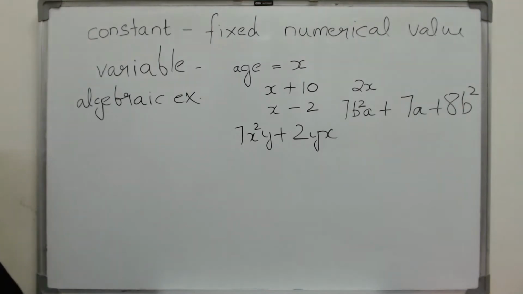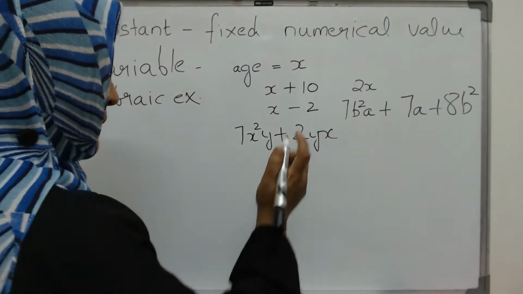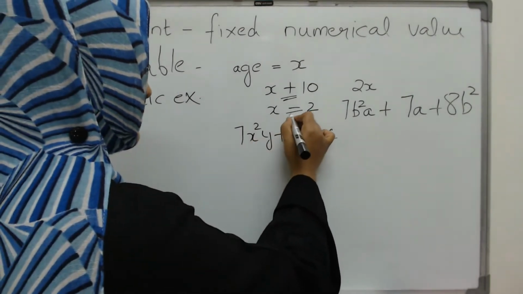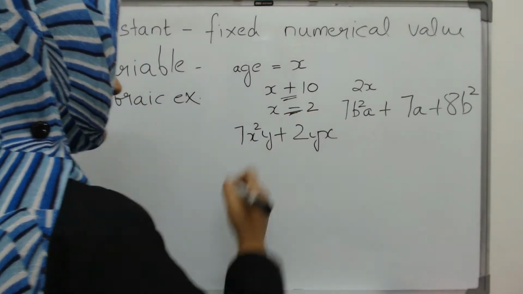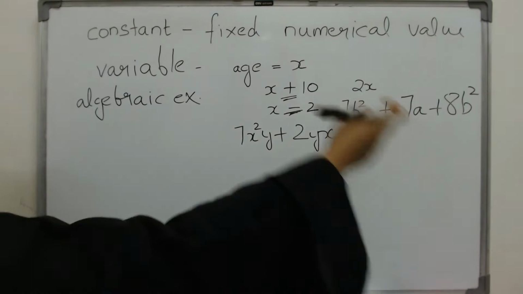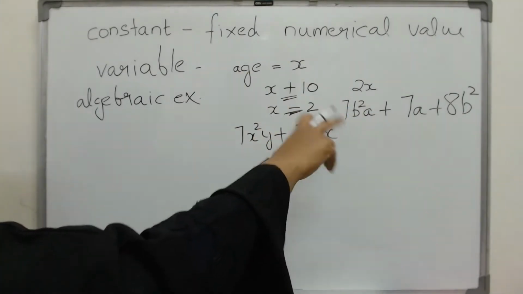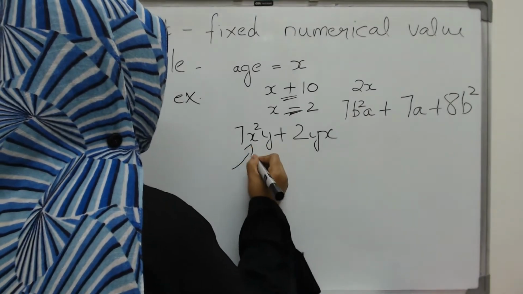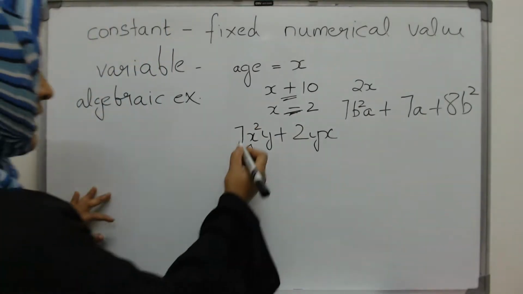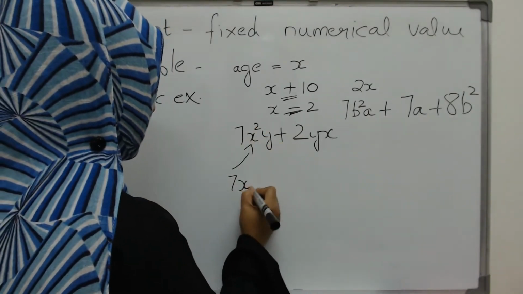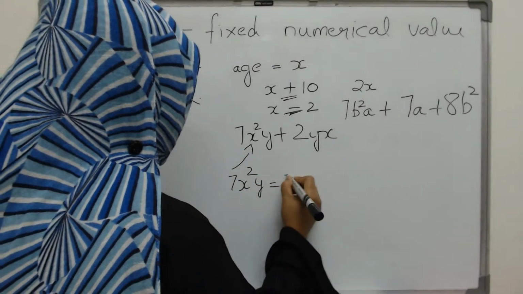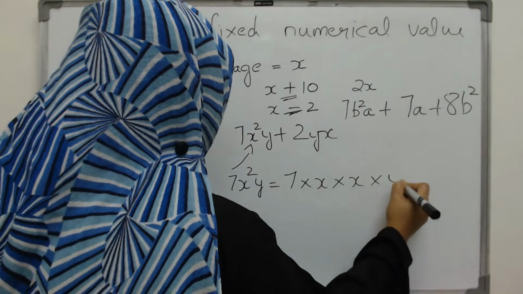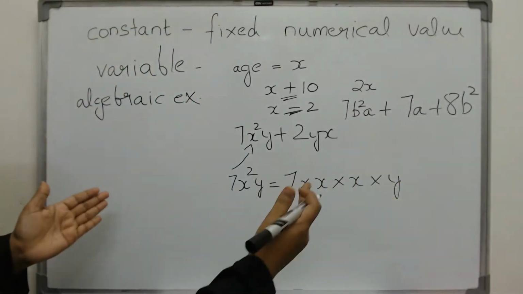Now let me ask you a question. You see the addition sign here, you see the subtraction sign here, but where is the multiplication sign? Here you do not see the multiplication or the division sign anywhere, right? So this is where the multiplication sign comes. This term 7x square y is actually 7 into x into x into y. So this is how we write.